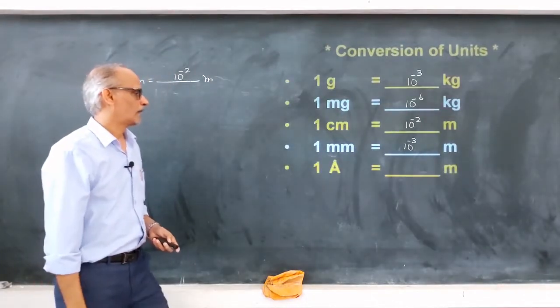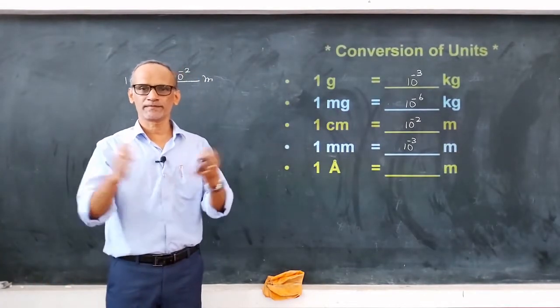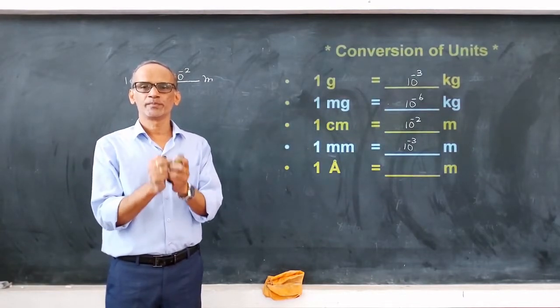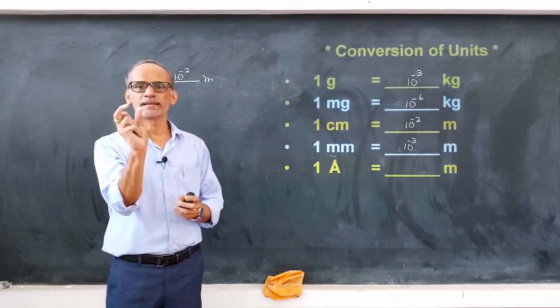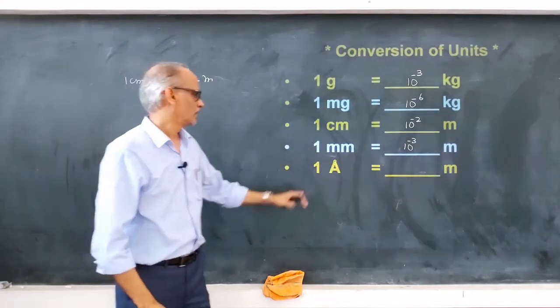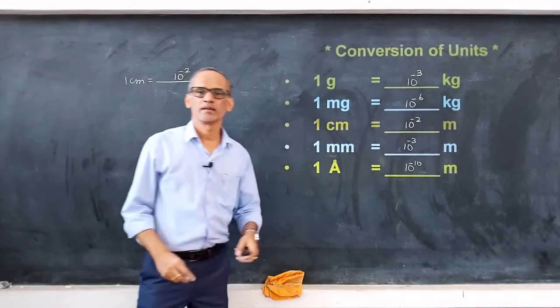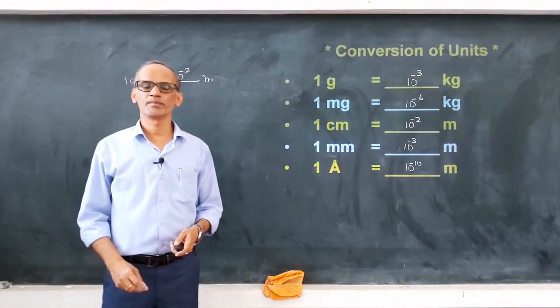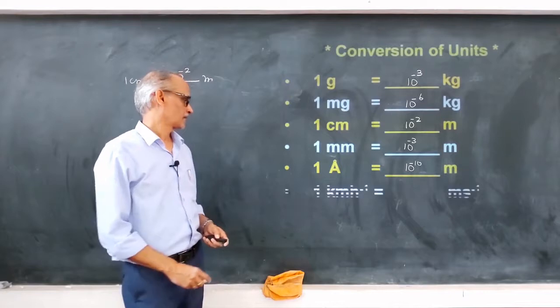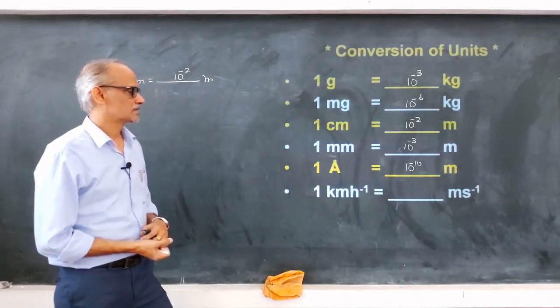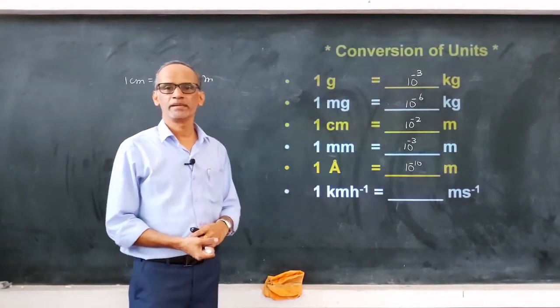Then 1 angstrom. This is not part of the prefixes, but a special unit which is used exclusively to measure very small lengths. So remember, 1 angstrom is 10 to the power minus 10 meter. It is used only to measure length. Next. 1 kilometer per hour is how much meter per second?